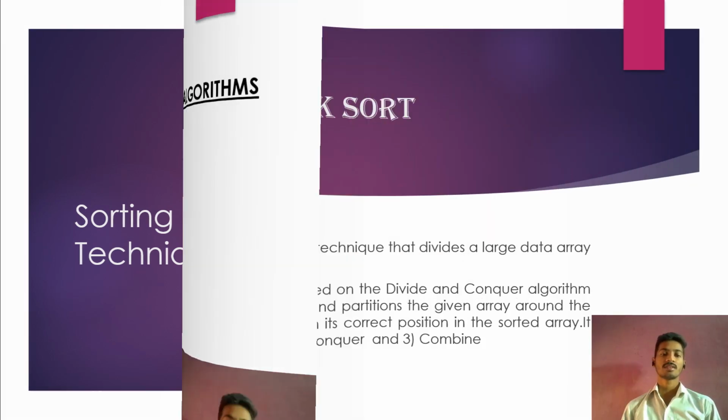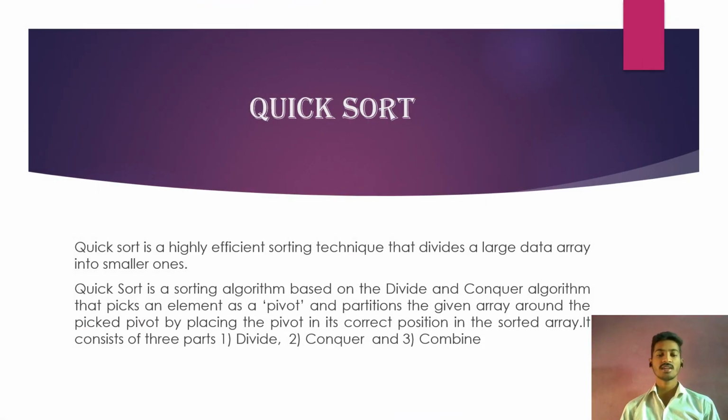What is quick sort? Quick sort is a highly efficient sorting technique that divides a large array of elements. We can provide a large data array to the program. Quick sort is a sorting algorithm based on the divide and conquer method. Quick sort picks an element as a pivot and partitions the given array around the picked pivot by placing the pivot in its correct position.